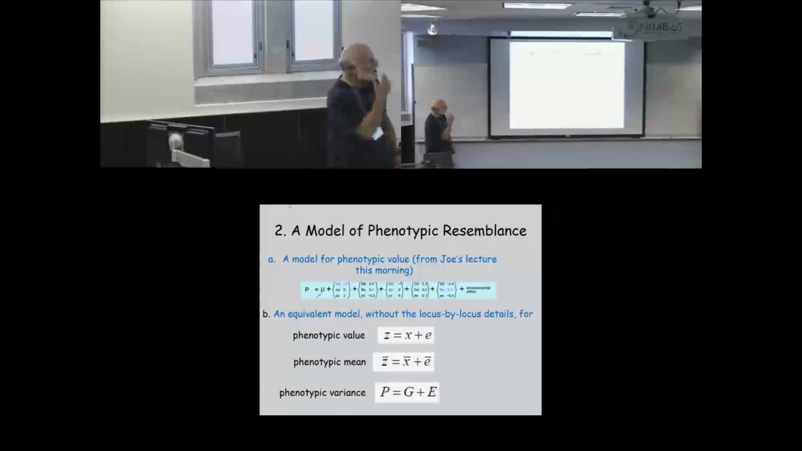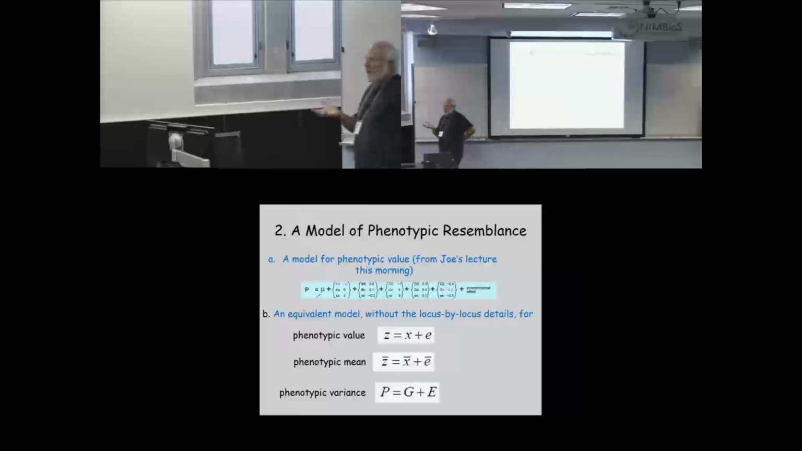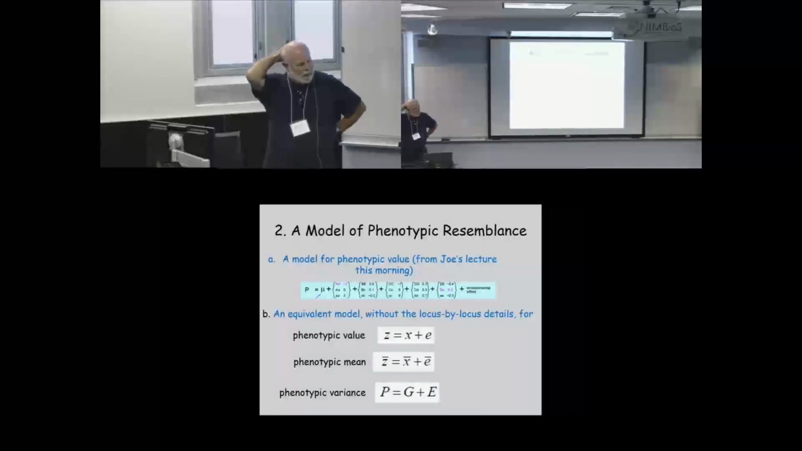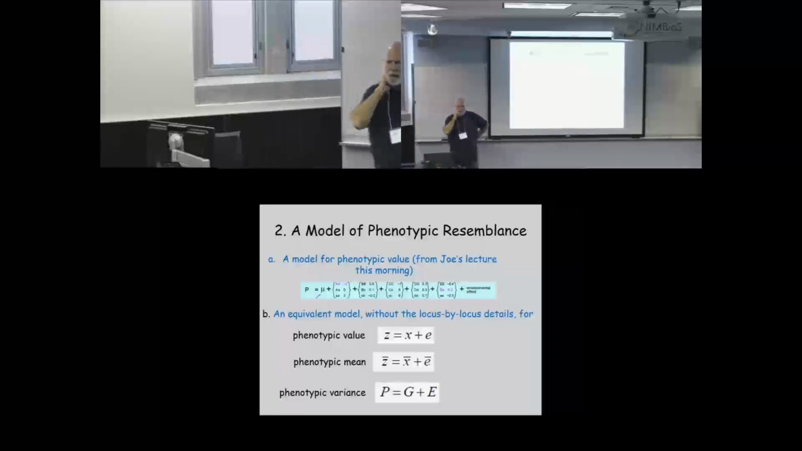Now, we need a model for what's going on here. Because when Galton was doing this plot, he said, look, there's resemblance between parents and offspring, and here's a way of summarizing it. We'll just summarize it with that regression slope. And the problem that Fisher, Wright, and Weinberg tackled was, where does that regression come from? What is that resemblance between parents and offspring an expression of?